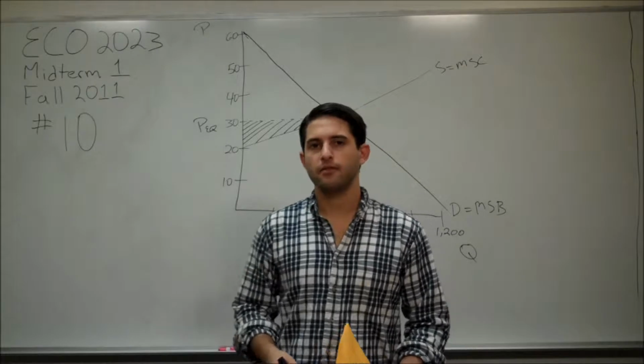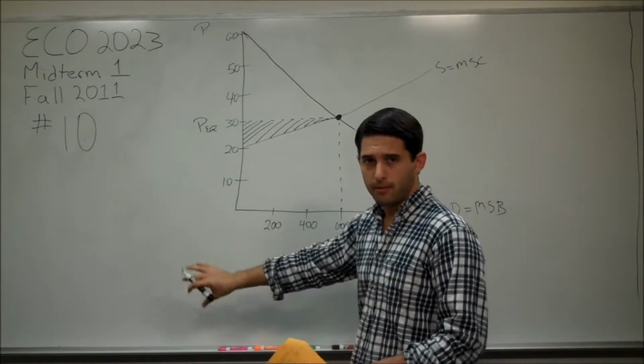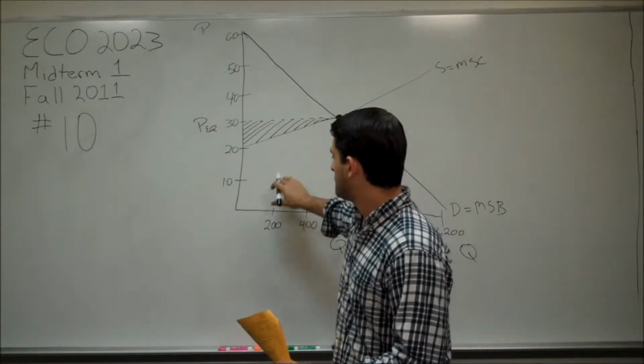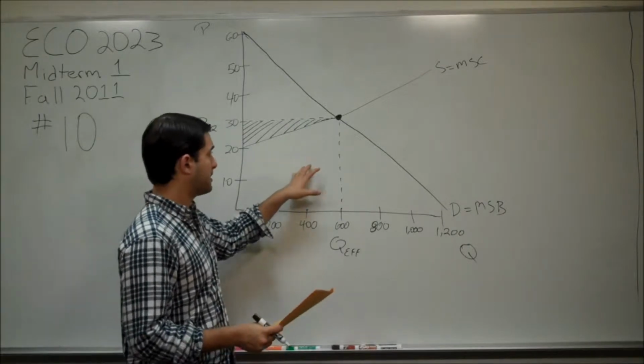This utilizes the same graph from problem 9. So I kept the graph and I kept some of the work. I limited some of the math that we're not going to need. But the graph itself is the same with all the work on it. So again, this is a market for umbrellas.